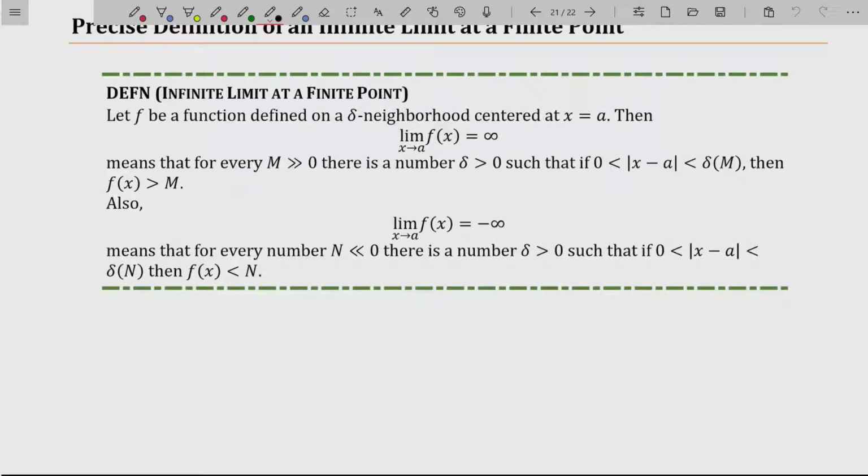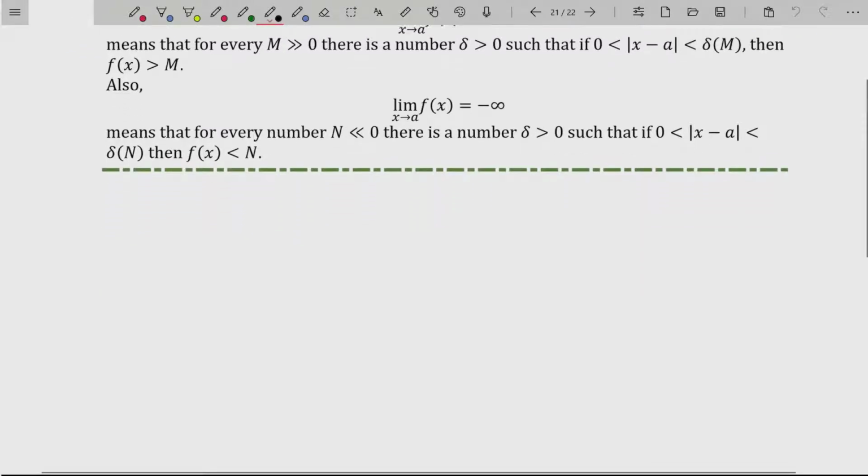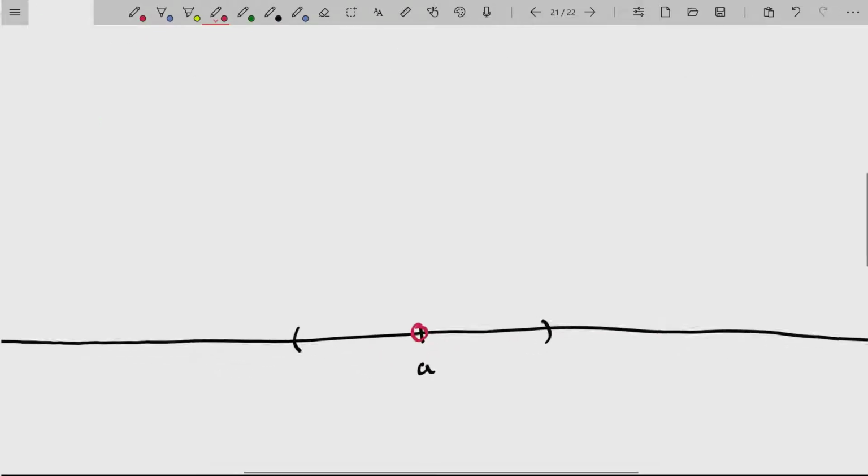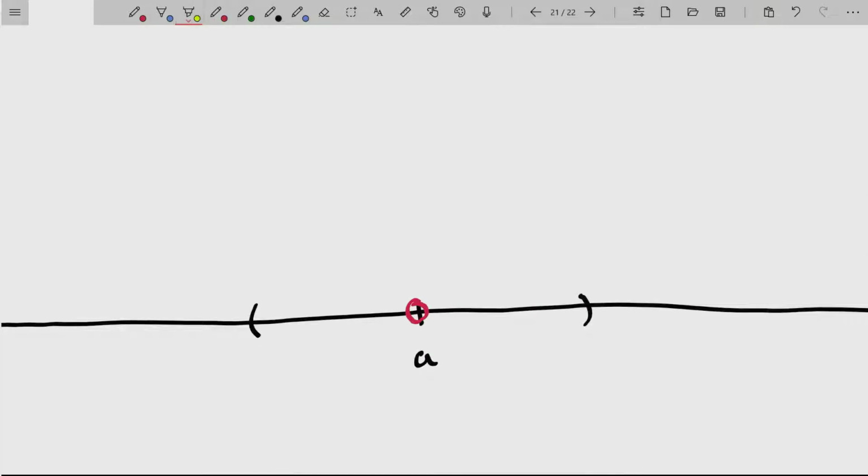Let f be a function defined on a delta neighborhood centered at x equals a. As I read this out, I am going to showcase what this is saying. So we have a function that's defined on some delta neighborhood centered at a. Remember, all neighborhoods, in calculus at least, do not include their centers. They're punctured open neighborhoods. So we have a function defined on this highlighted neighborhood here, trying to get somewhat precise there.